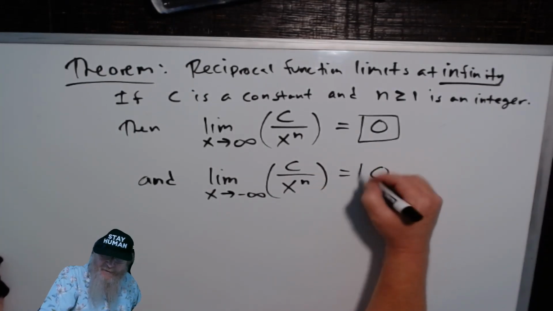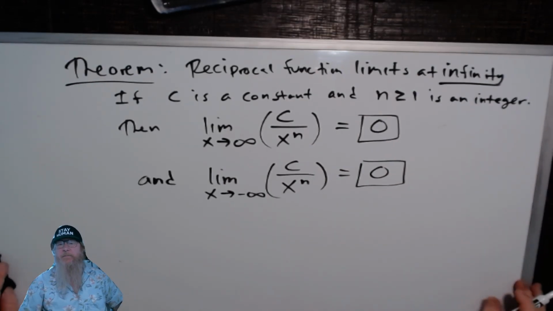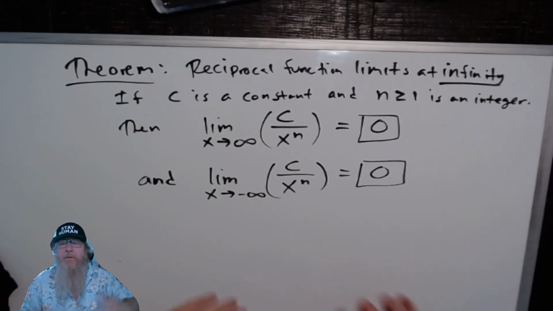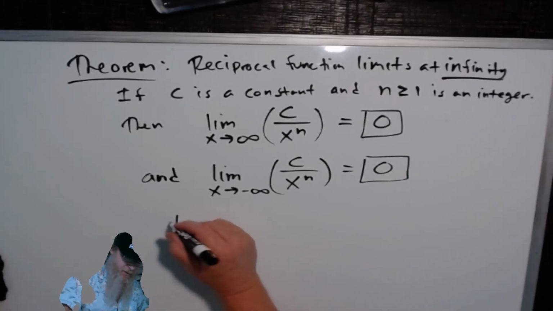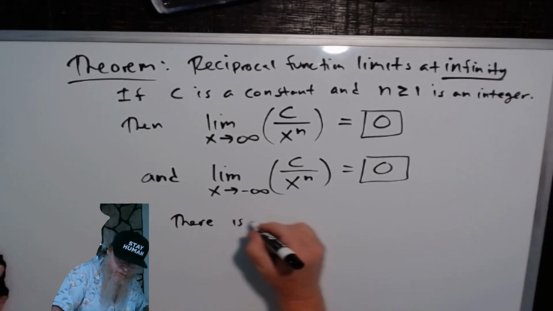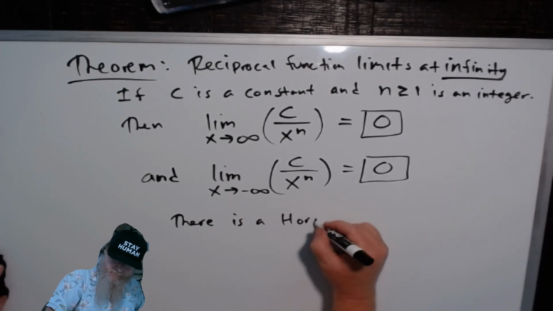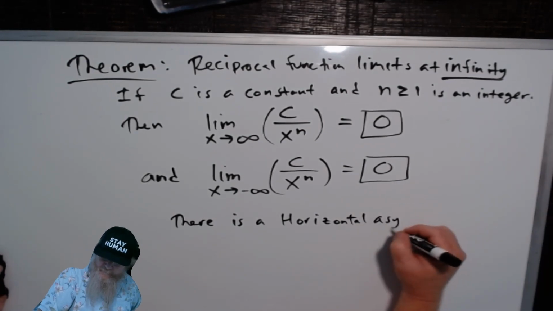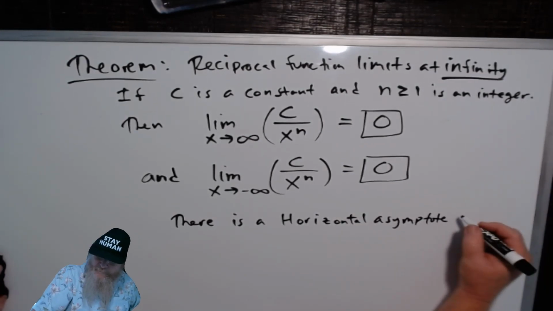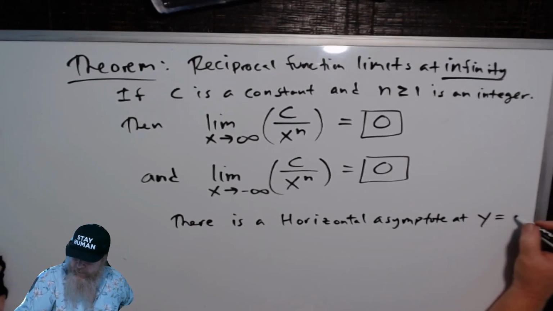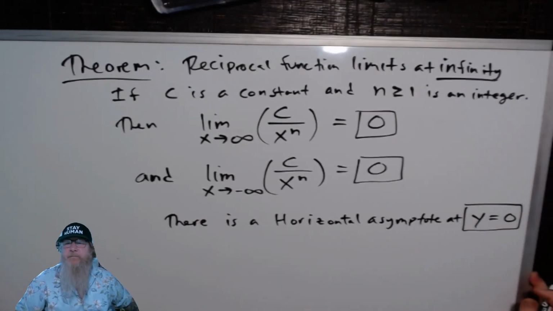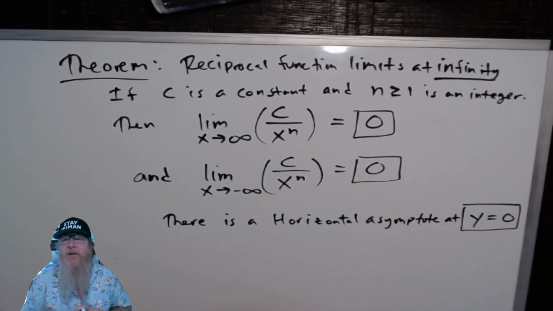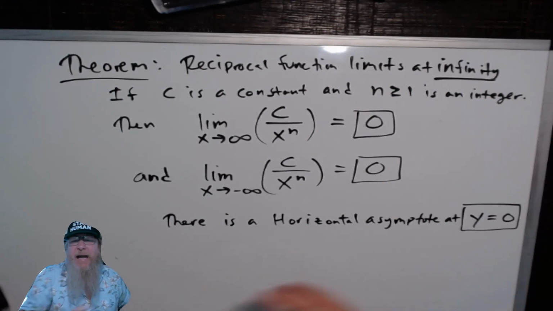So both of these limits are going to go to 0. Negative infinity and positive infinity, they both approach 0. So there is a horizontal asymptote at y equals 0. There's also a vertical asymptote, but the vertical asymptote is from a different lecture.